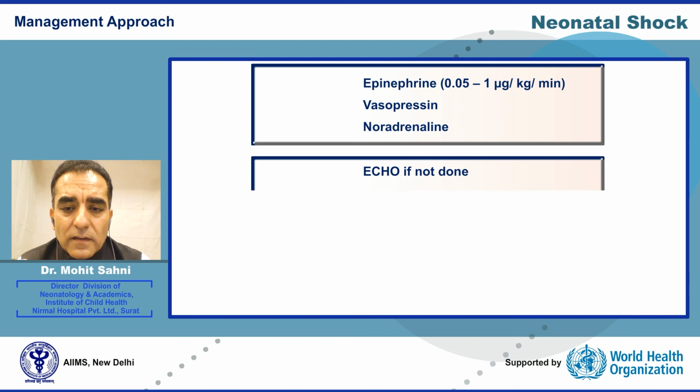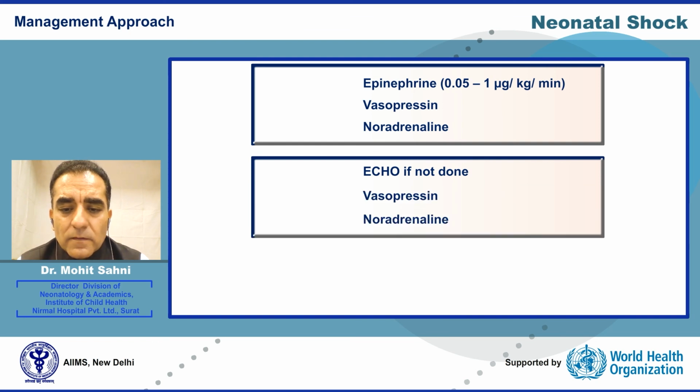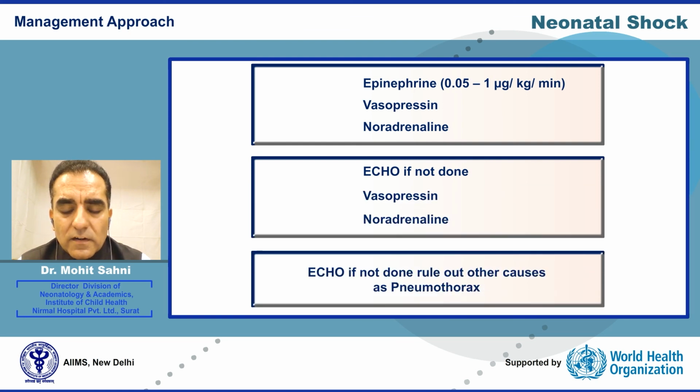If the baby has not responded and echo has not been done, try to get the echo done and rule out congenital anomalies or any other cause, such as pericardial effusion. Get an X-ray chest done, or use a cold light source or ultrasound, to rule out pneumothorax or high intrathoracic pressures if the baby is not responding to any of these.